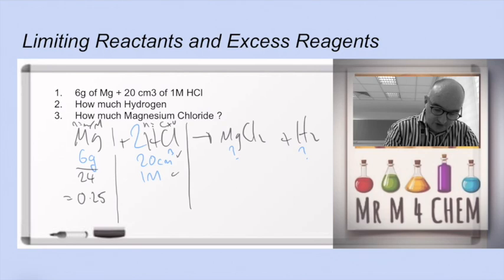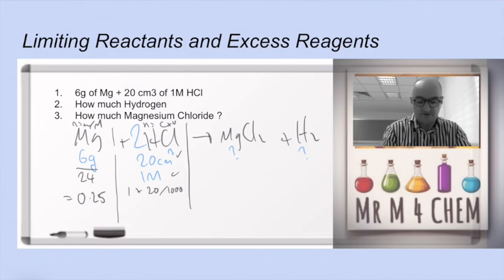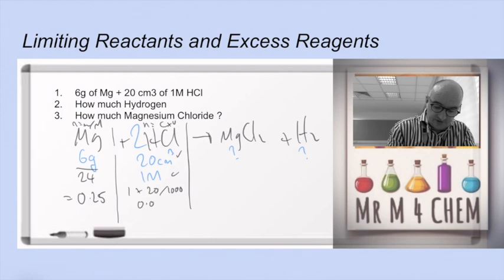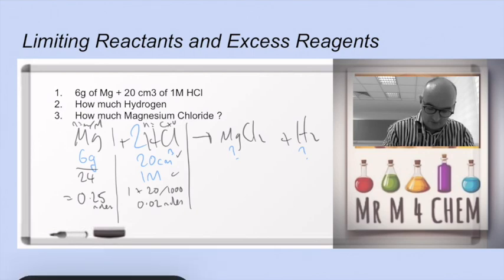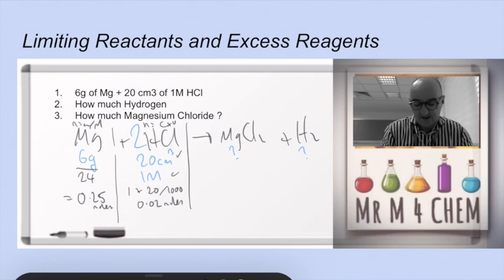Now, this concentration is 1 times 20, but it's 20 divided by 1,000, isn't it? Because we need to change from cm cubed into decimeters cubed, which is 0.02. This is moles. And that's moles. Now, these numbers are really far apart. Okay, so it's clear that the magnesium is in excess and the hydrochloric acid is limiting. But if they're close, it's easy to get mistaken.